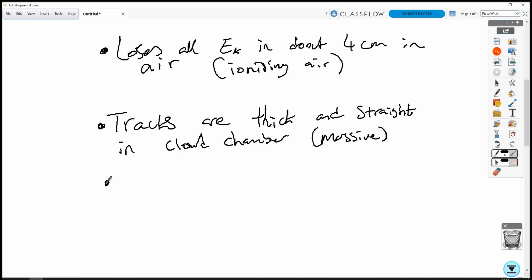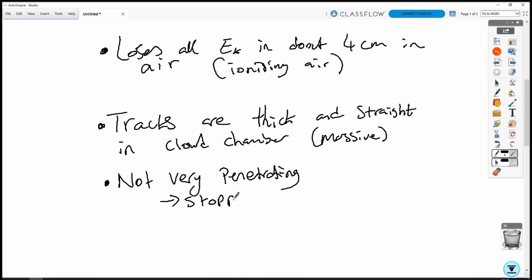So it can be stopped by paper or skin. So it's not very penetrating. So it can be stopped by paper or skin.